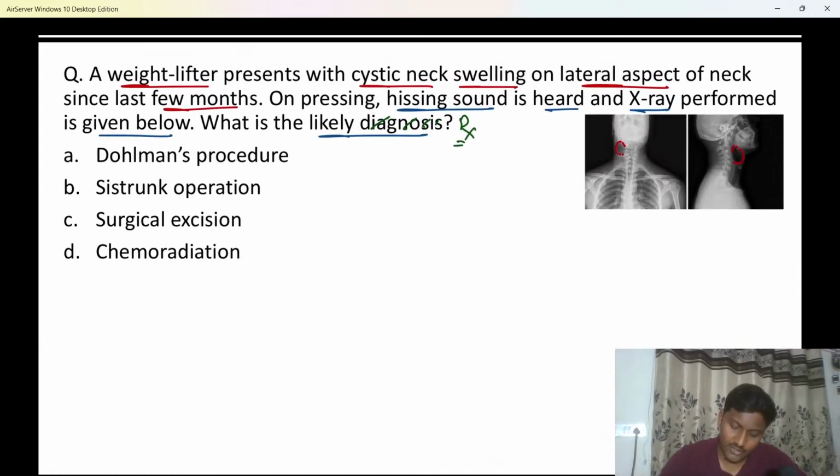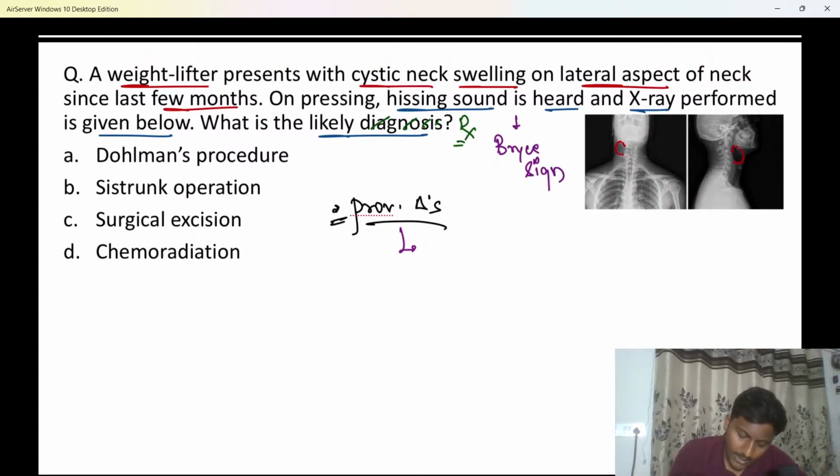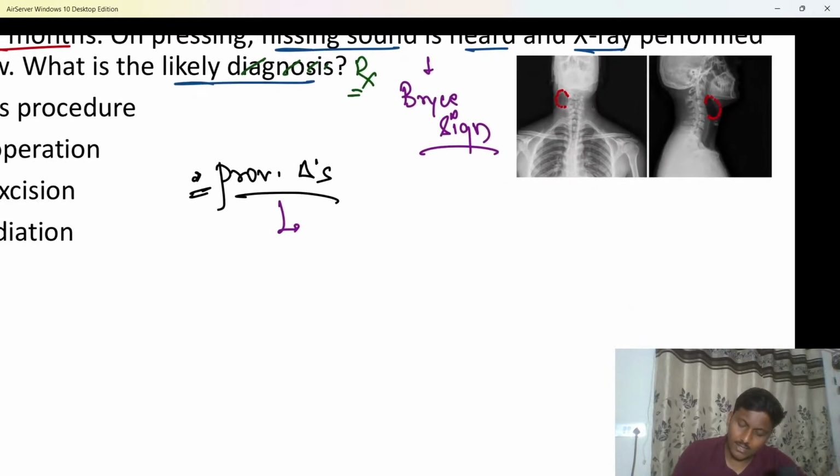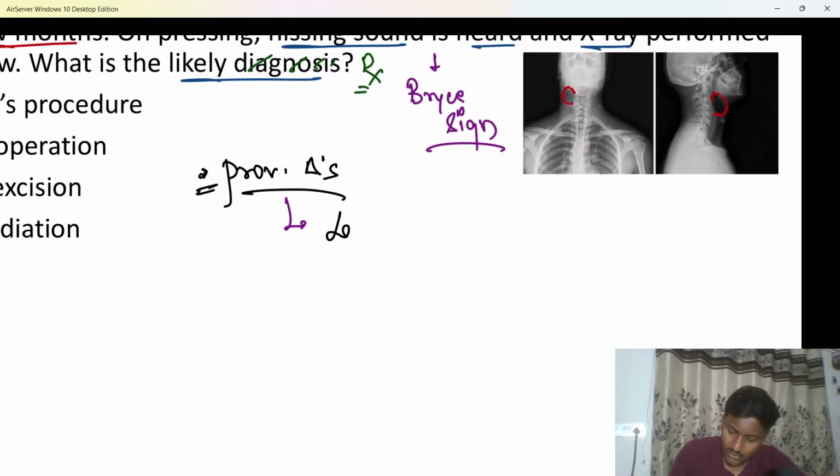So now a weightlifter presents you with cystic neck swelling on the lateral aspect of the neck since few months. On pressing the neck swelling, there is a hissing sound which is heard, and that we know is nothing else but your Brice sign that is seen in the patient. X-ray has been performed, which has been given below. It shows you a black colored sac, that means an air filled sac in the lateral part of the neck, and that, as we know, is nothing else but a case of a laryngocele. So the provisional diagnosis here is a case of laryngocele.